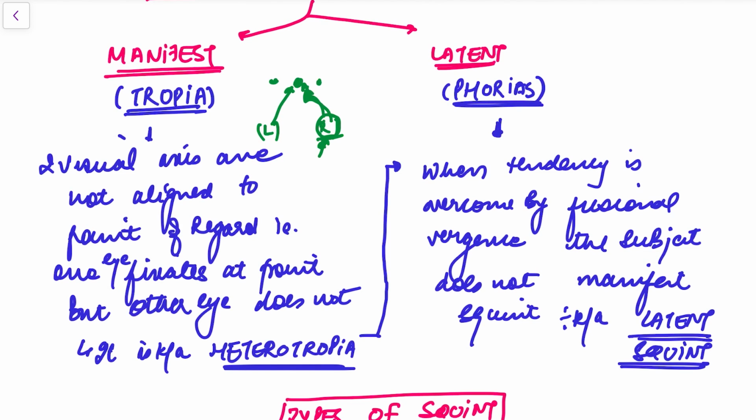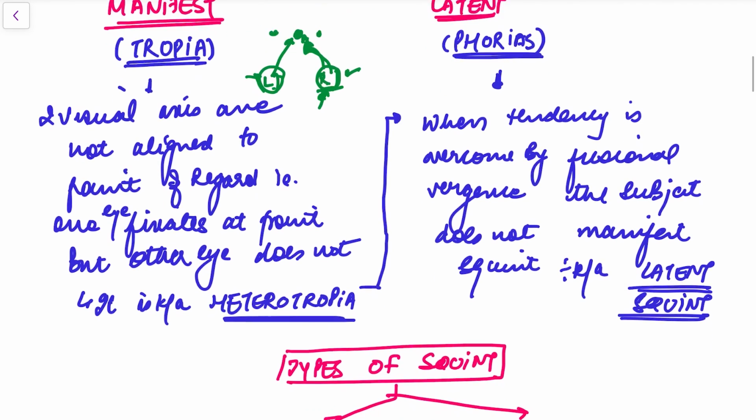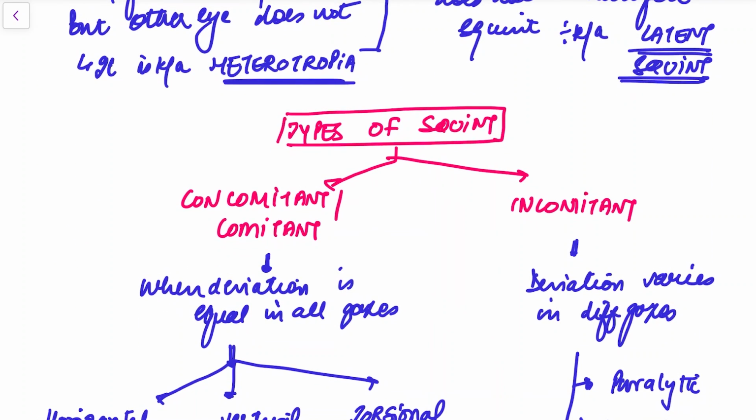This can only be possible if both eyes are seeing, that is, if there is binocularity. For example, if we cover this eye or if we cover this eye, then the squint will manifest. It means that latency can only be there if binocularity is there. So if we cover one eye, that binocularity will be broken, fusion will be broken and the squint will manifest. Right friends?